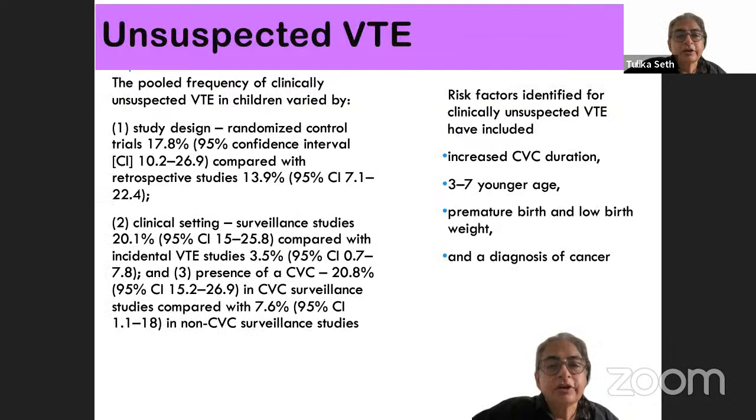So there are some studies where they looked at it and they found that up to 17% of patients can have asymptomatic venous thromboembolism. The risk factors for this are usually seen in patients who are 3 to 7 years of age or premature babies. And often it is seen in patients who have a diagnosis of cancer or have central lines for a longer duration.